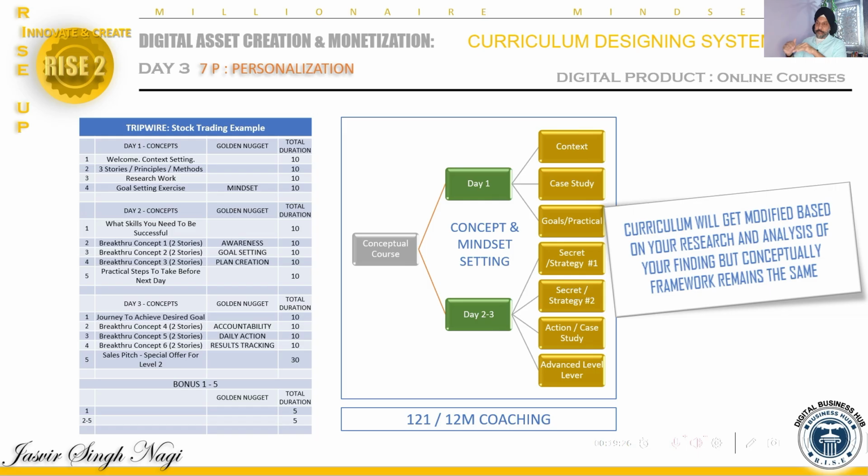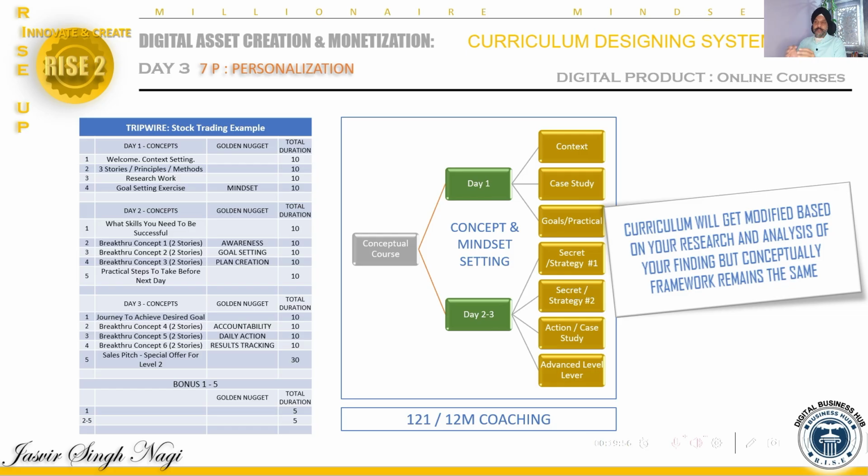Journey to achieve the desired goal, give the courseware for that, and then you put your concepts, that is breakthrough concepts 4, 5, 6, 2 stories or a case study, whatever is relevant, and then put a sales pitch. Okay, the sales pitch is because at that point of time, you might want the people who have understood this to go to the next level of your core courses, right? That's when you let them know what the next course will offer them, and then they jump there. All right? Is that clear?